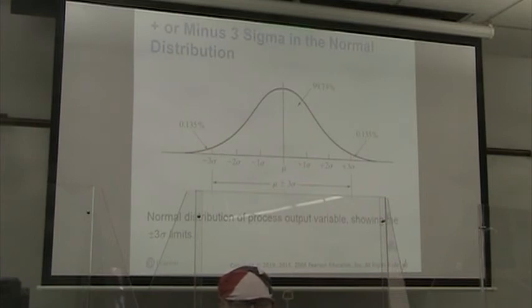All right, so plus or minus 3 sigma in our normal distribution means that here we have our minus 3 sigmas, or 3 standard deviations. Here we have our plus 3 standard deviations. And that takes in 99.73% of everything.